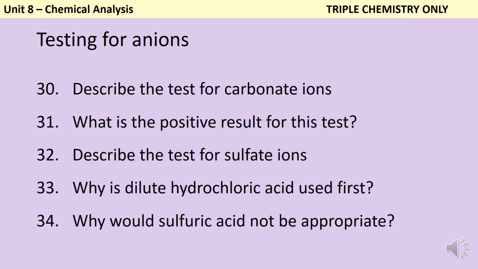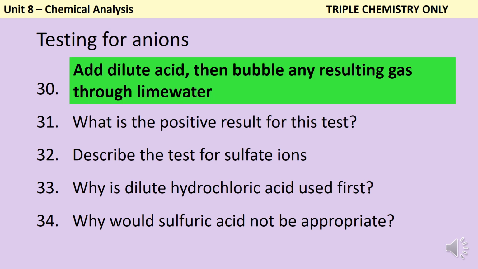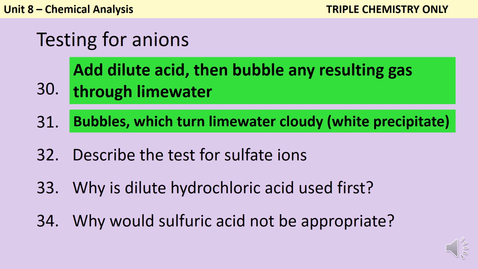To test for carbonate ions, I add a small amount of acid, which will cause carbon dioxide gas to be released, and then I bubble it through lime water. If I have got a carbonate, then the lime water will turn cloudy because it produces a white precipitate.